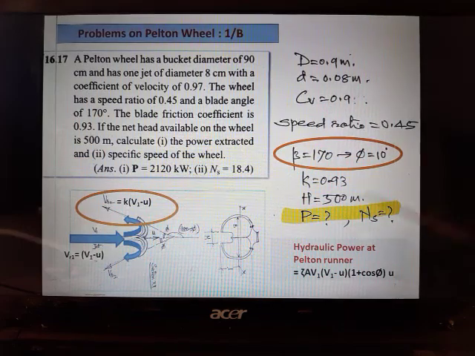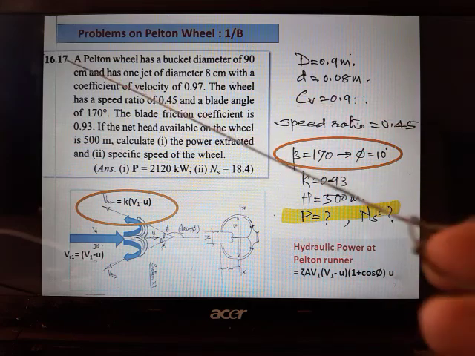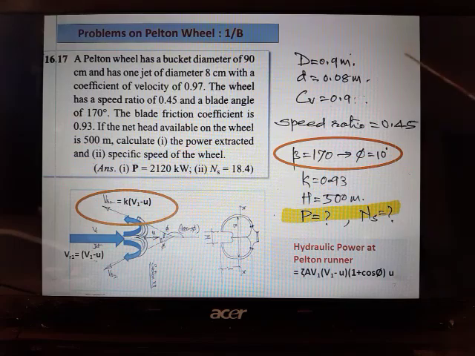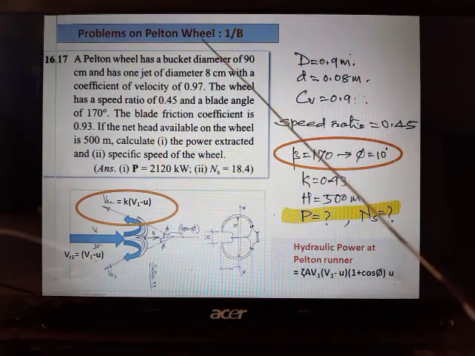So here we have problem number B, first page. You can read the problem. This is from Subramanya, K. Subramanya book, 16.17. So you can read the problem.